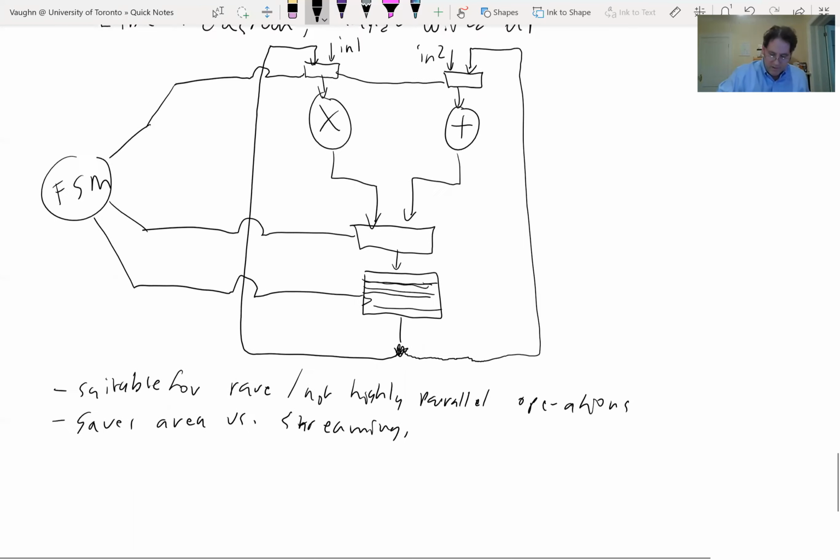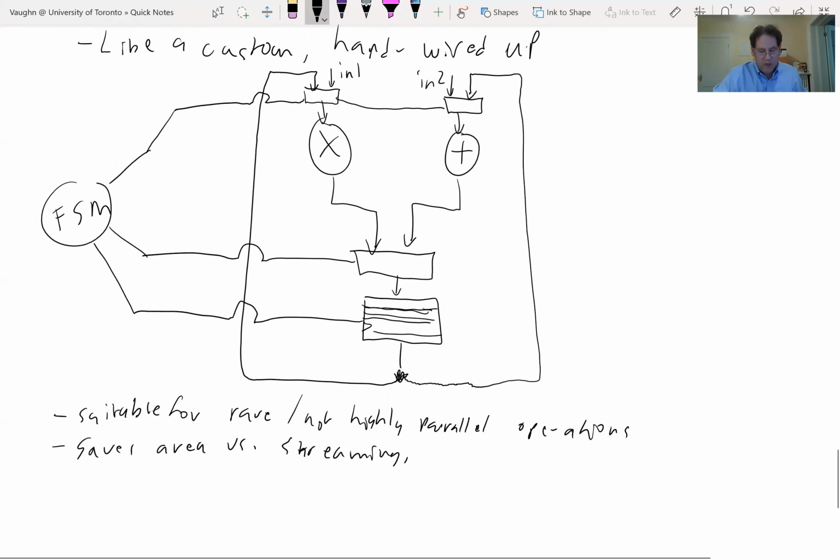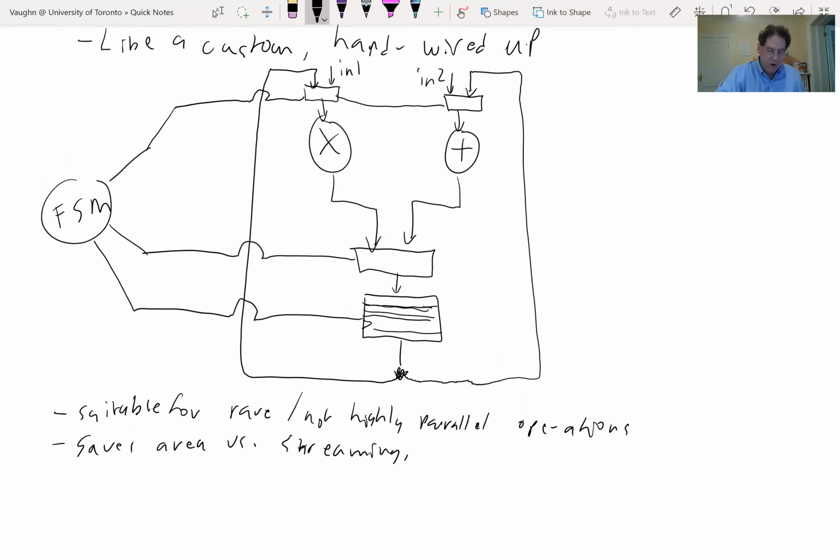Okay, and hopefully people can see how this is a lot like a processor, but I've done hardwired control instead of using an instruction stream over here.